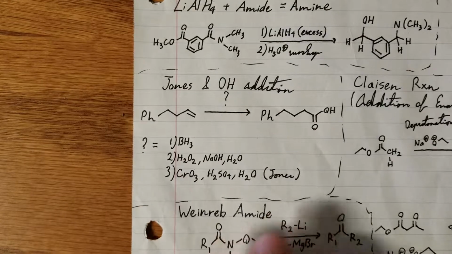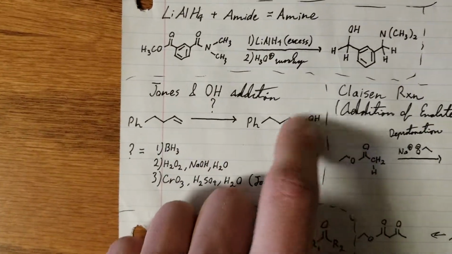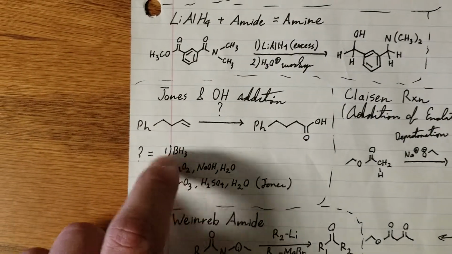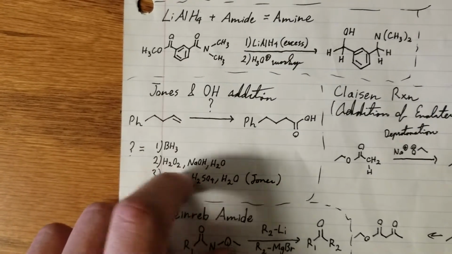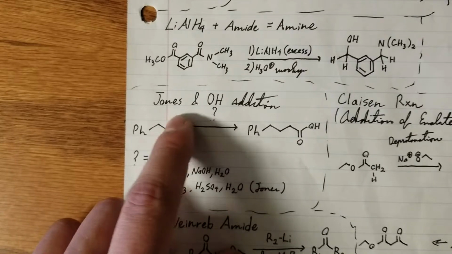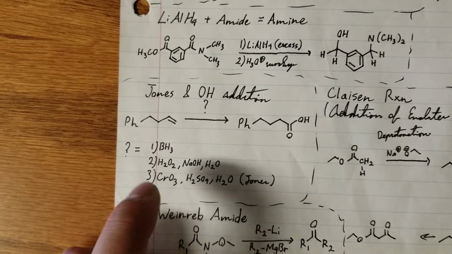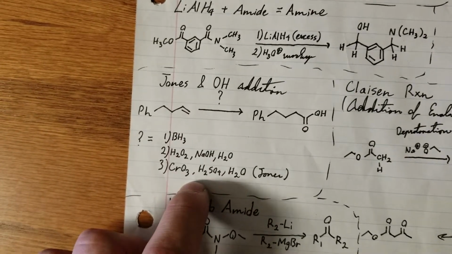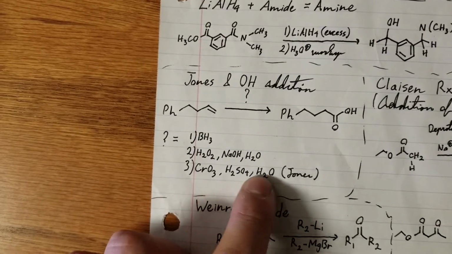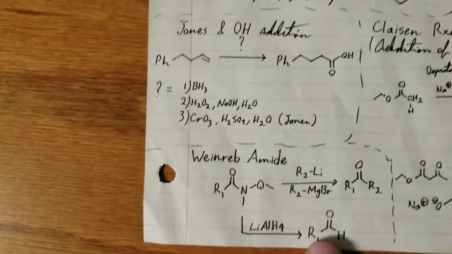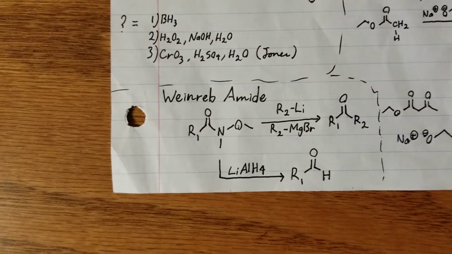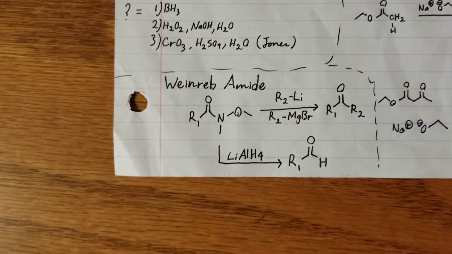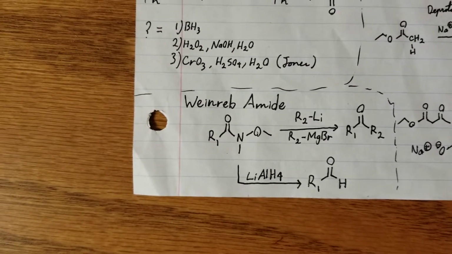So just a recap on Jones from the last exam. What do you want to add into that to make that into that carboxylic acid? BH3 will give you the anti-Markovnikov with the H2O2, NaOH, and H2O. That'll give you the anti-Markovnikov alcohol addition, and then you can turn the alcohol into the carboxylic acid with the Jones reagents.